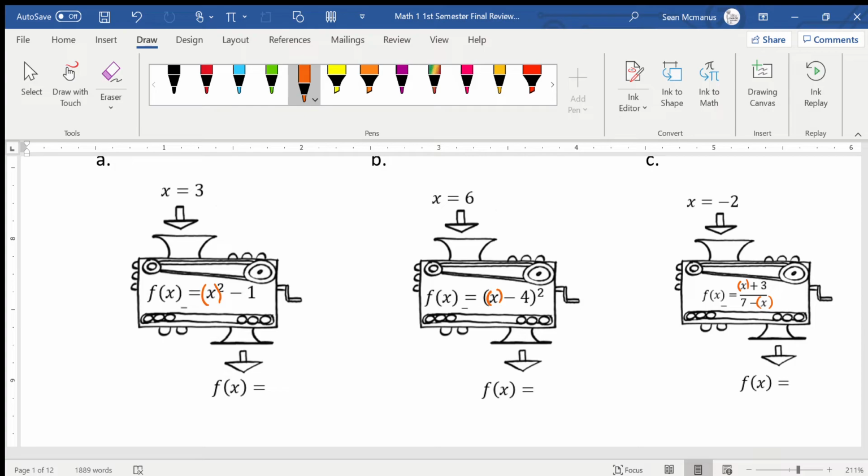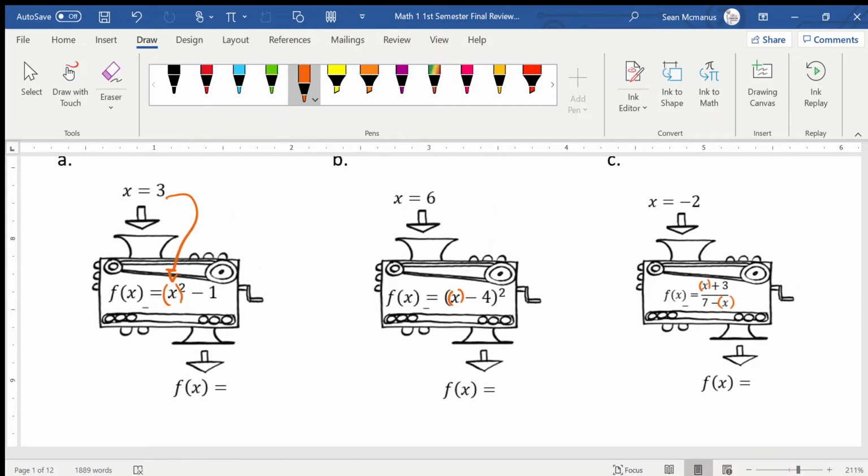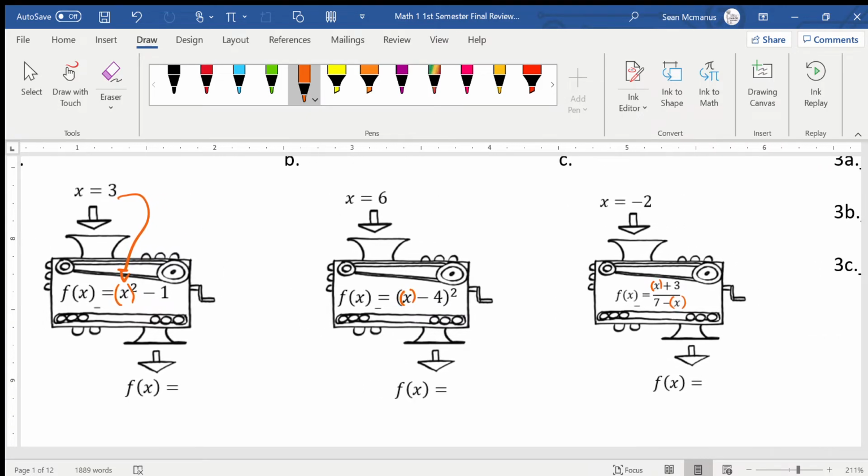Okay, so we go ahead here and we're going to drop a 3 in right there. They didn't leave us a lot of room to work on these, so I'll just do them here on the side. So we have x squared, so my x is 3, 3 squared minus 1. All right, so 3 squared is 9, minus 1 equals 8. So f of x would be 8. And my notation really should say f of 3, because the x was 3, equals 8. This would be the best representation of my answer.